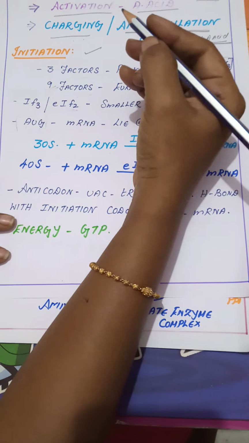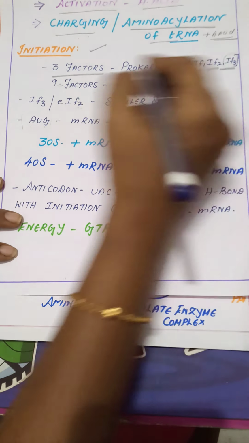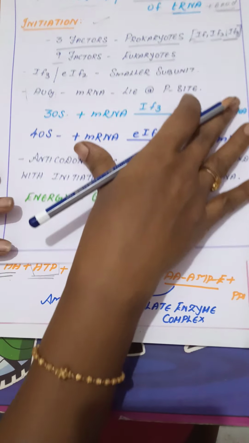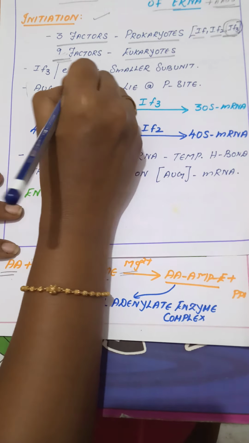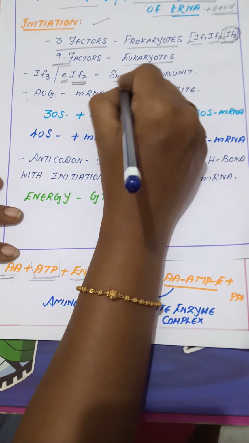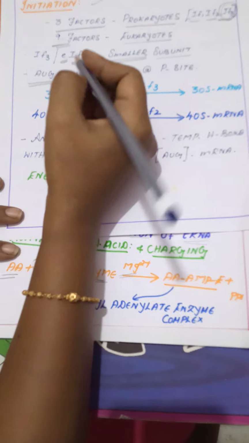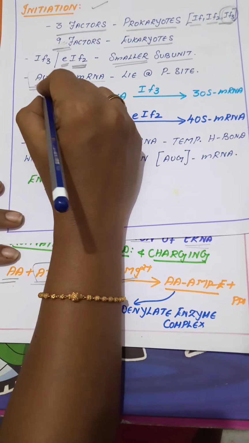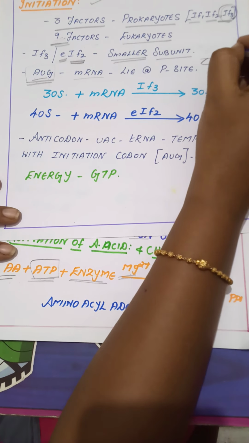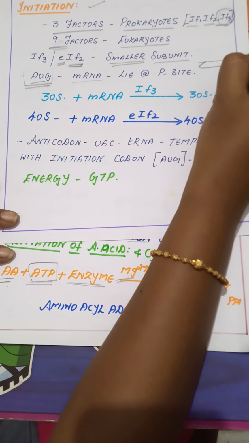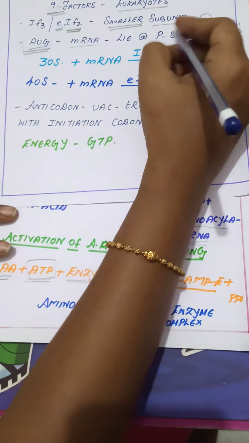Initiation, the first step. There are three factors present in prokaryotes: IF1, IF2 and IF3, and nine factors in eukaryotes, where E stands for eukaryotes. These help in binding with the smaller subunit of the ribosome. The mRNA has a codon, AUG, said to be the start codon. The ribosome binds to the mRNA at the P site, closer to the 3' end, and AUG is the start codon, which lies at the P site.